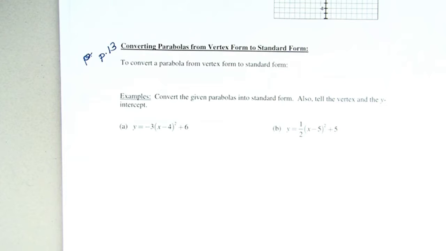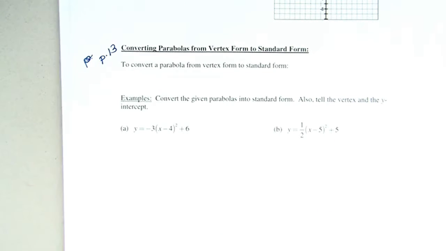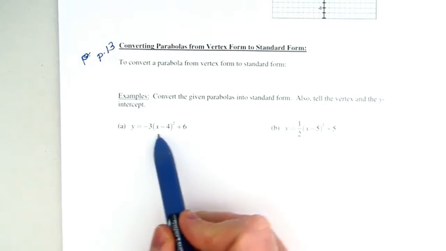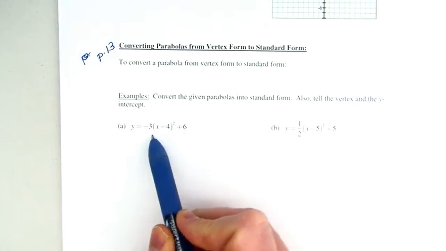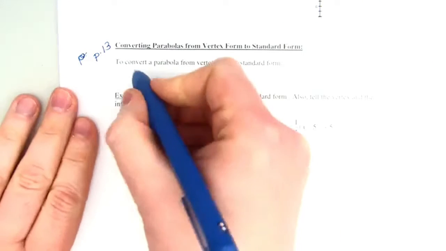We're first going to look at converting from vertex form to standard form. So down here I have two problems that are in vertex form. I want to convert them to standard form. That basically means no parentheses squared, no number out front, and all that. All we need to do is FOIL, and then just distribute the a value.